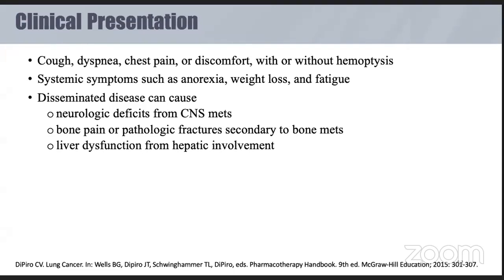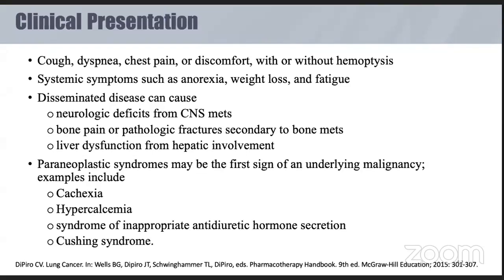Lung cancer can spread or metastasize to different organs like brain, bone, and liver mainly. We have a good amount of patients who will present with metastatic disease upfront. So patients don't know they have a cancer when they present with a metastatic disease. For example, if this patient has brain mets, the patient might have neurological deficit. If the patient has bone mets, they might present with bone pain or pathological fractures, and liver dysfunction from hepatic involvement as well.